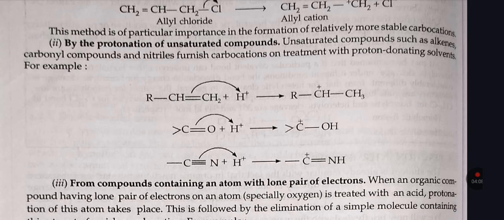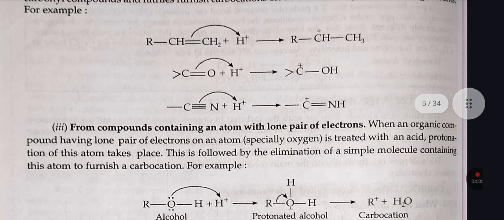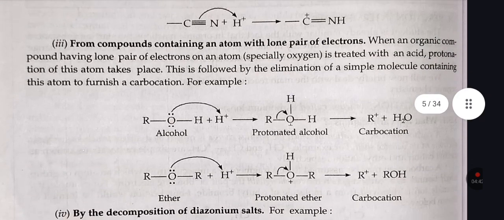By the protonation of unsaturated compounds. Unsaturated compounds such as alkenes, carbonyl compounds and nitriles furnish carbocations on treatment with a proton-donating solvent. For example, RCH=CH2 plus H positive will give rise to RCH positive CH3. C=O plus H positive will give rise to C positive OH. C≡N plus H positive will give rise to C positive =NH.